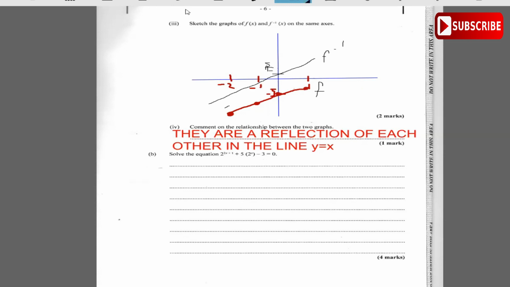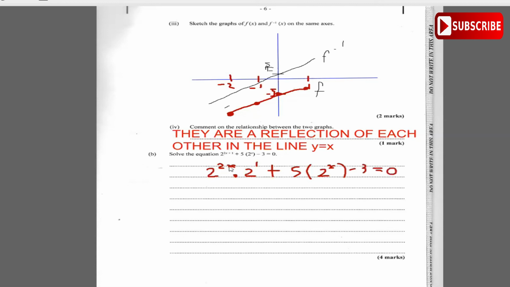So to solve this equation, the first thing is this 2 to the 2x plus 1, you can separate it as 2 to the 2x times 2 to the 1, right? By laws of indices, we can break it out like that, plus 5 times 2 to the x minus 3. Nice. Now this looks like we can solve it, right?